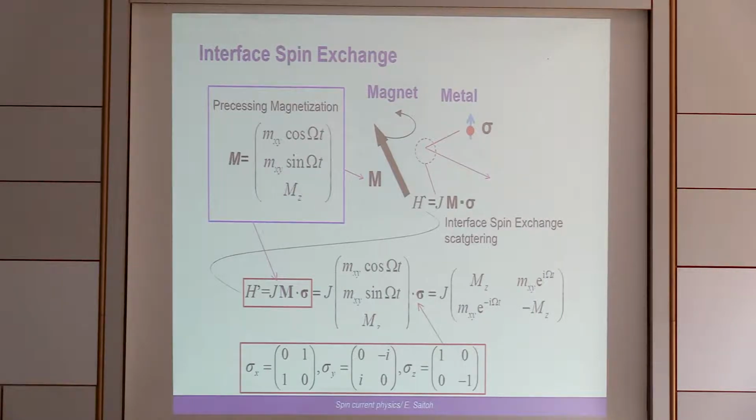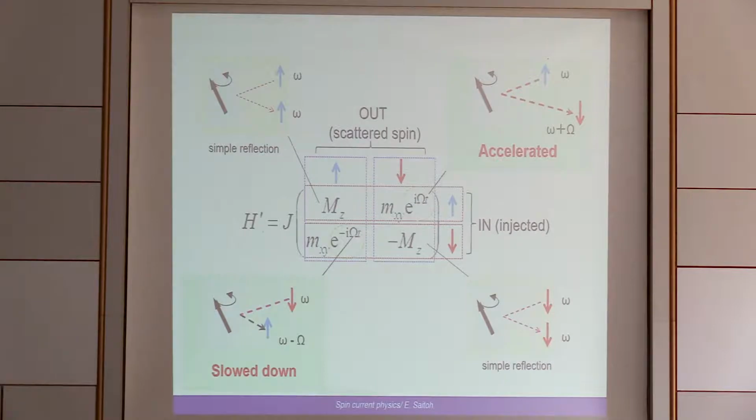This matrix element represents the scattering of up spin into up spin. The matrix element is, of course, a real fixed number, so basically nothing happens. On the other hand, this matrix element represents the scattering of up spin into down spin. There is a frequency shift factor, which means that the scattered down electron is accelerated.